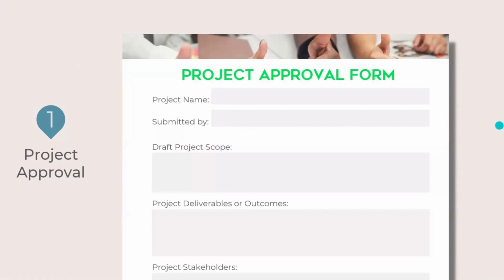At the project approval stage, you can create and use a project approval form to capture consistent information about prospective projects. This is going to allow your leadership to make more informed decisions about which projects to pursue. The other benefit of this form or template is that the information that you gather here can also be used to start planning on those approved projects.